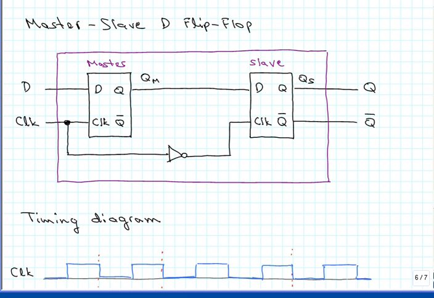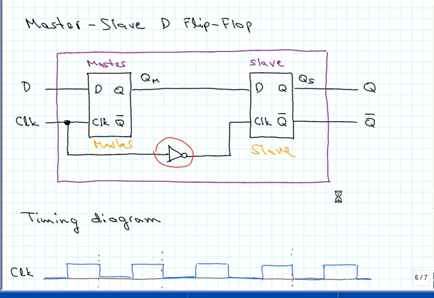Now the next idea is to combine two of those gated D latches together. Okay, so here is the first one. This is called the master. And here's the second one, which is called the slave. And the key thing is that there is an inverter here between the two on the enabling input, on the clock input. So whenever the master is enabled, the slave is disabled, and vice versa.